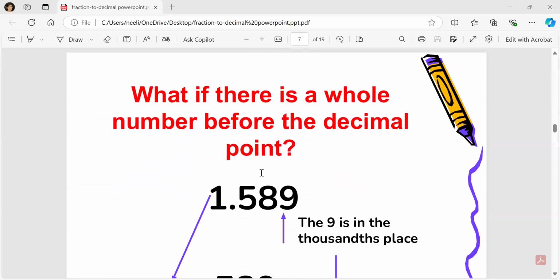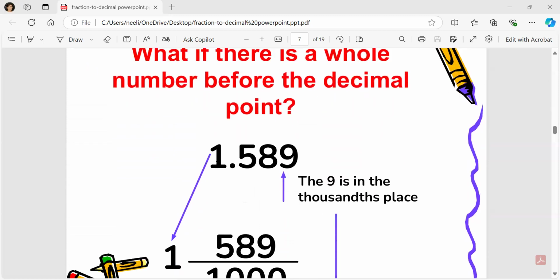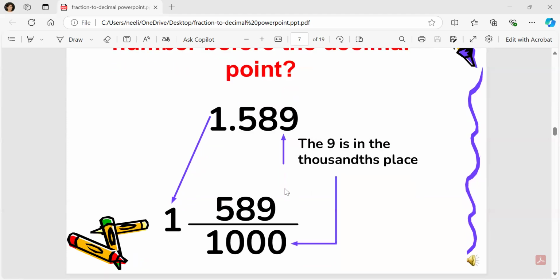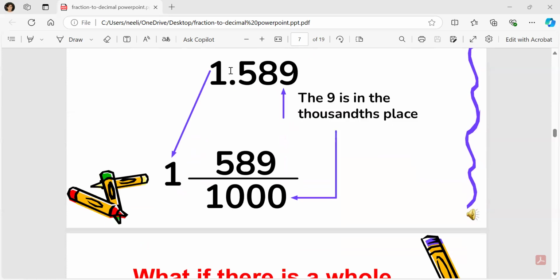What if there is a whole number before the decimal point? For example, here we have taken 1.589. So here 5 is at the tenth place, 8 is at the hundredth place, and 9 is at the thousandth place. So how do we write this? The whole number will be written as 1, and we'll write 589 as 589 upon 1000.